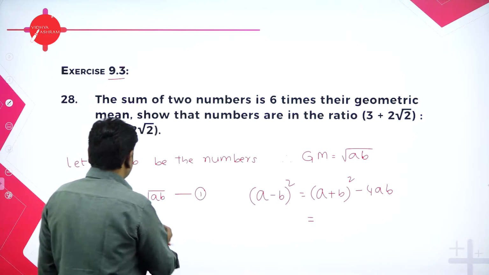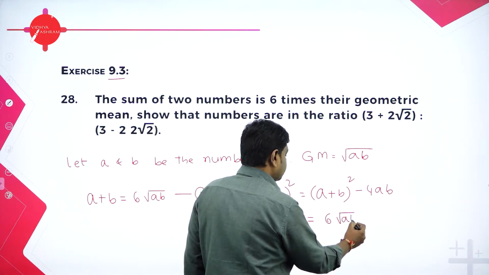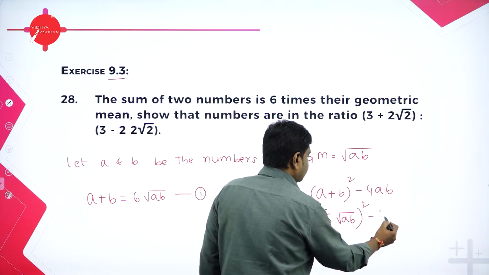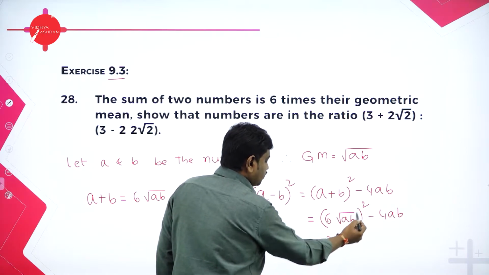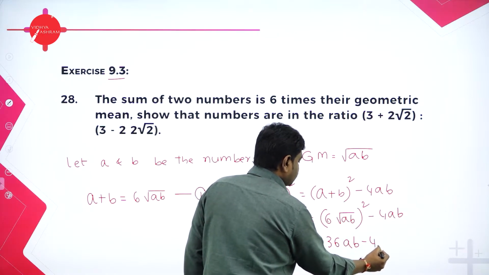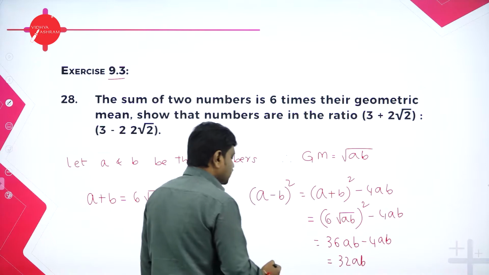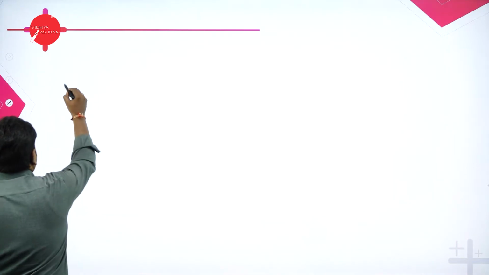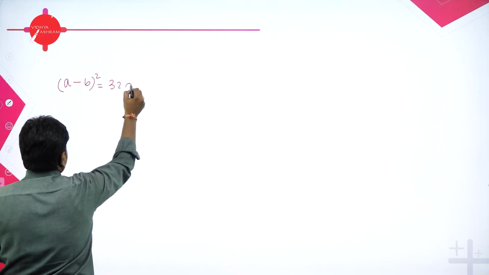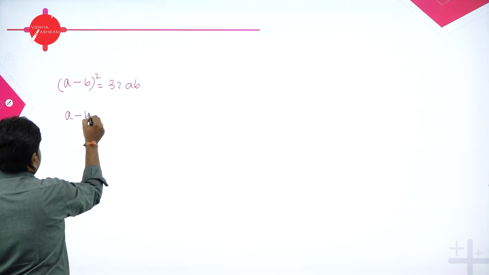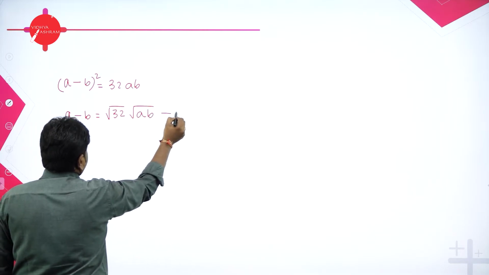What is A plus B? 6 root AB. So 6 root AB the whole square minus 4ab. 6 square is 36, root AB square is AB, so 36AB minus 4AB gives 32AB. So A minus B the whole square is 32AB, and A minus B is root 32 into root AB. We call this equation 2.